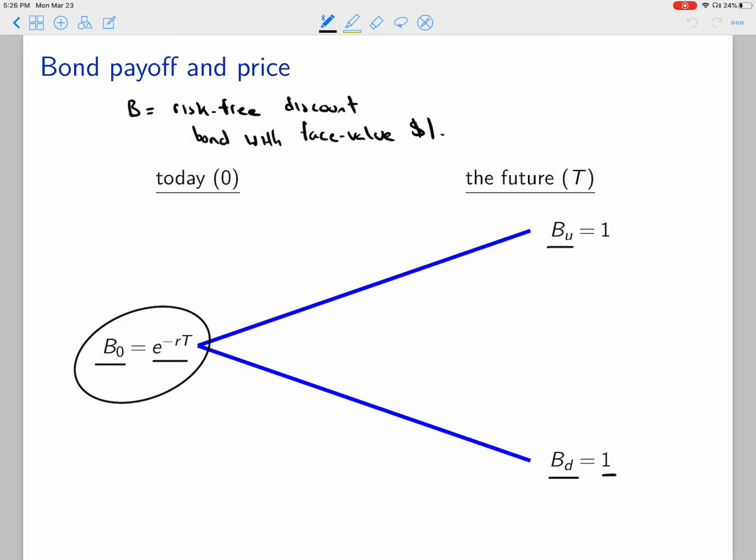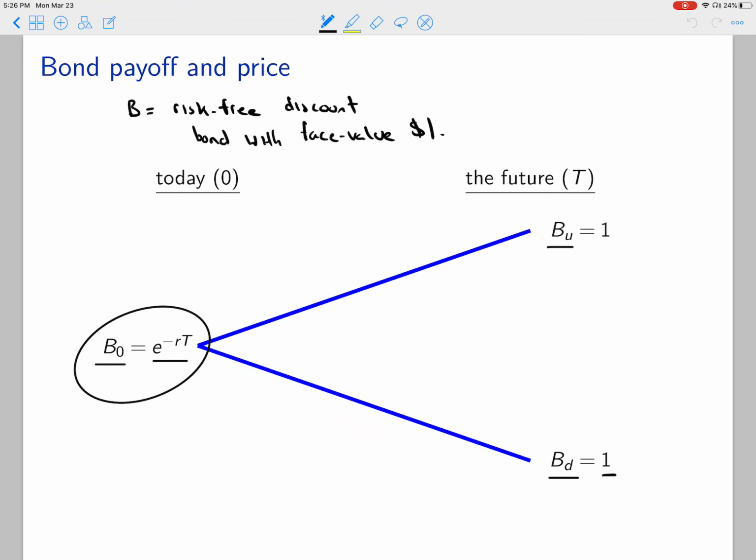Our second basis asset is this bond. The risk-free bond is for face value 1. We can buy as many or sell as many of these as we want. The payoff to this bond is always 1 in both the upstate and the downstate. The price of this bond is just the price of a risk-free cash flow of 1 at date capital T. It's e to the negative RT.